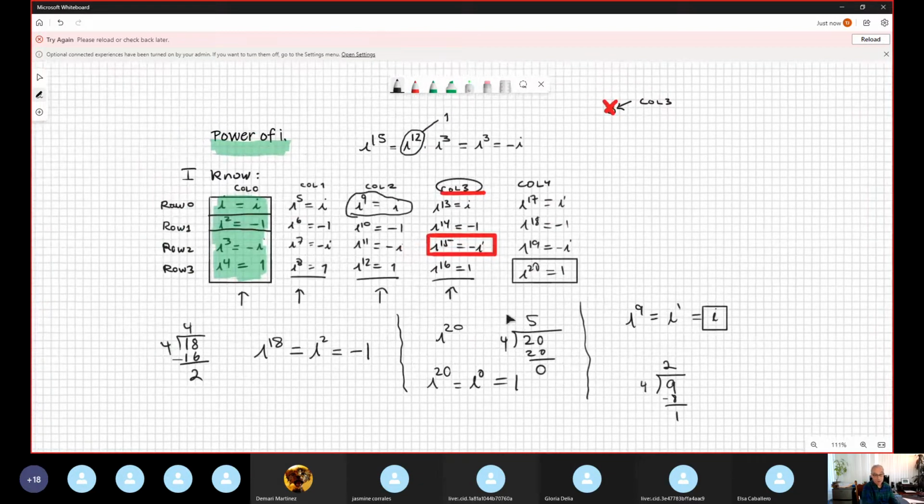It's a typical question. This is a typical question, guys. I put an arbitrary power, and you divide by 4, take the remainder, only remember the column 0, and that's it. Super easy. Okay, now let's move on.